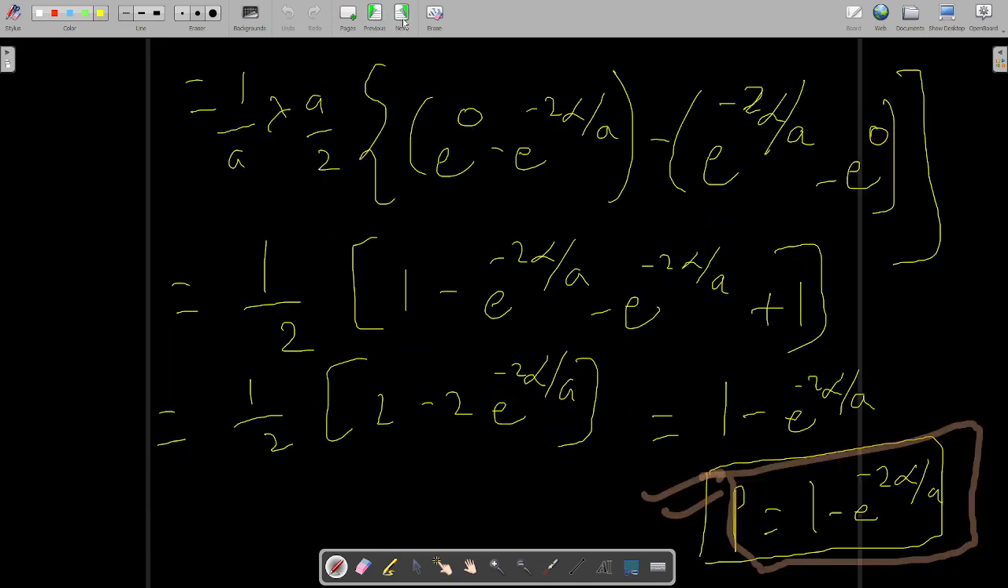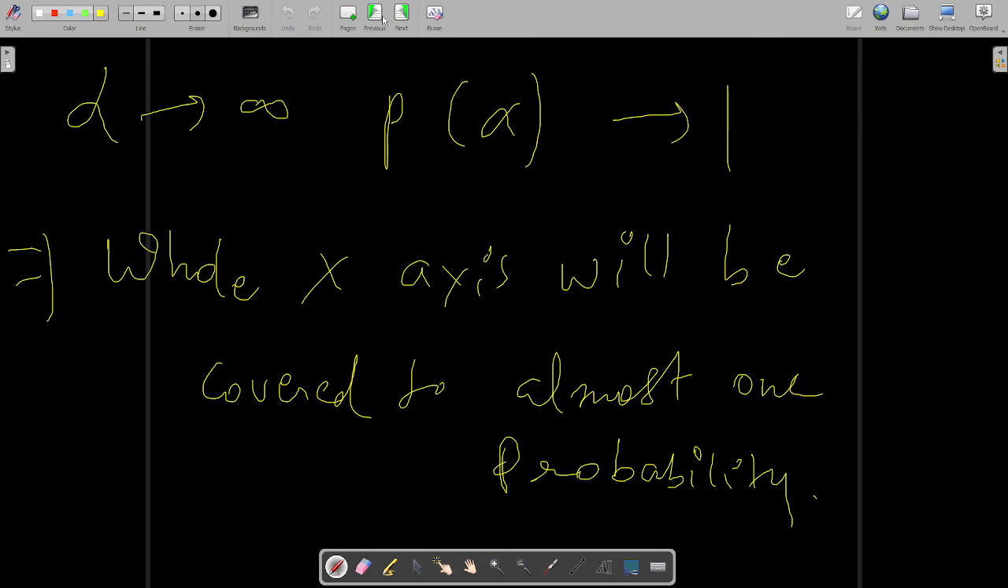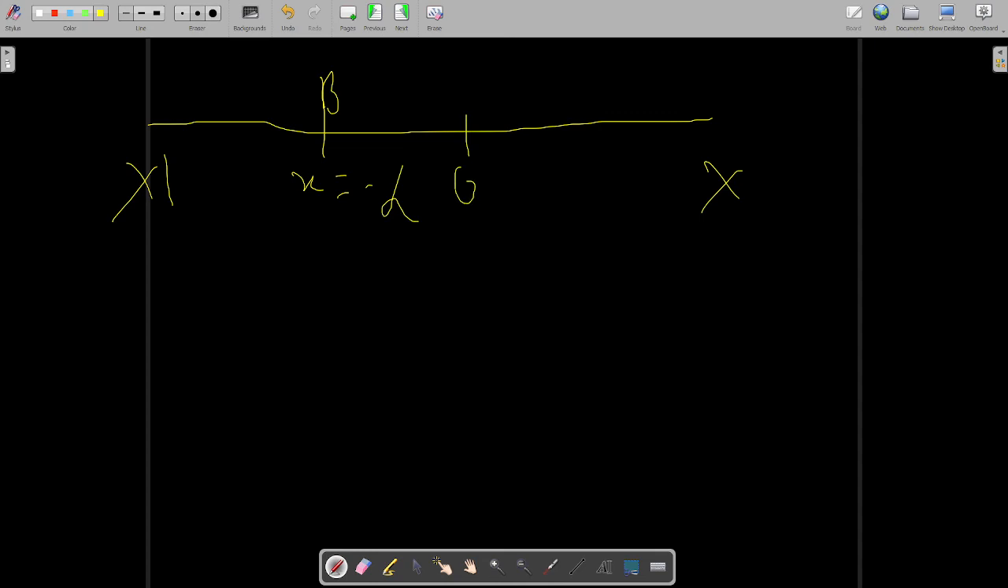Now you tell me, we had a situation like this. I am explaining that statement in the last. This is x dash, this is x, and this is b. This is x equal to minus alpha, this is 0, and this is x equal to alpha. This is a, right? So if I increase alpha, if I make alpha tend to infinity, then the entire x-axis will be covered, right?